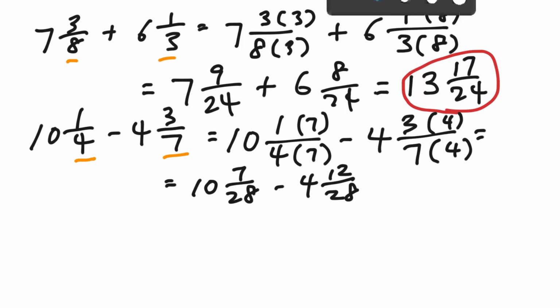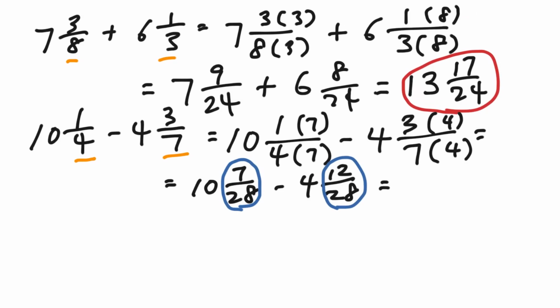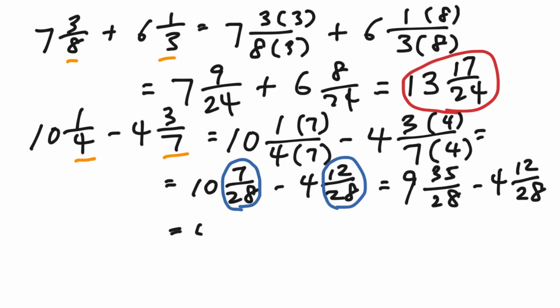Here we can see that the 7/28 is less than 12/28. So what we need to do here is to borrow 1 from the 10. And so this will become 9, and this will be 28 on the denominator and 35 on the numerator, minus 4 12/28. And the final answer would be 5 23/28.